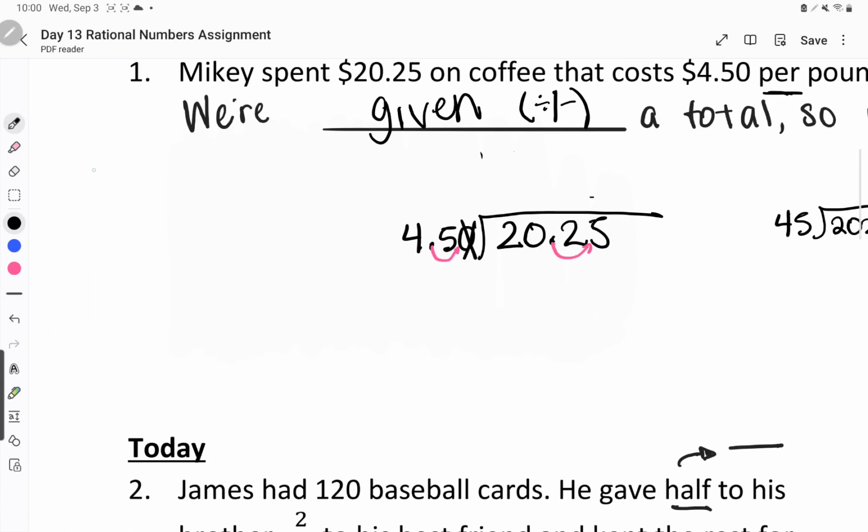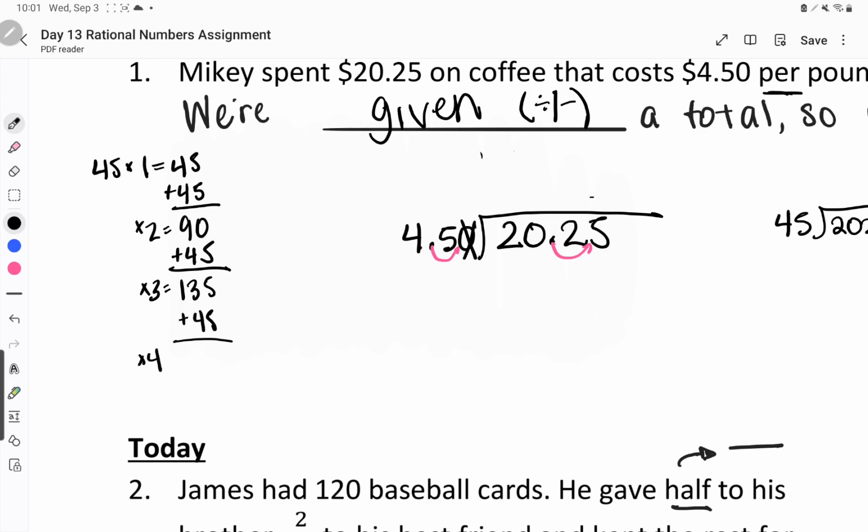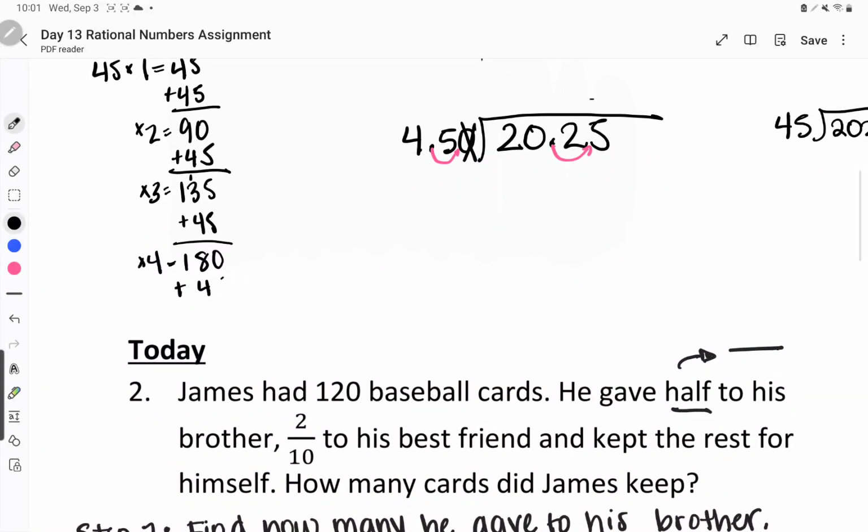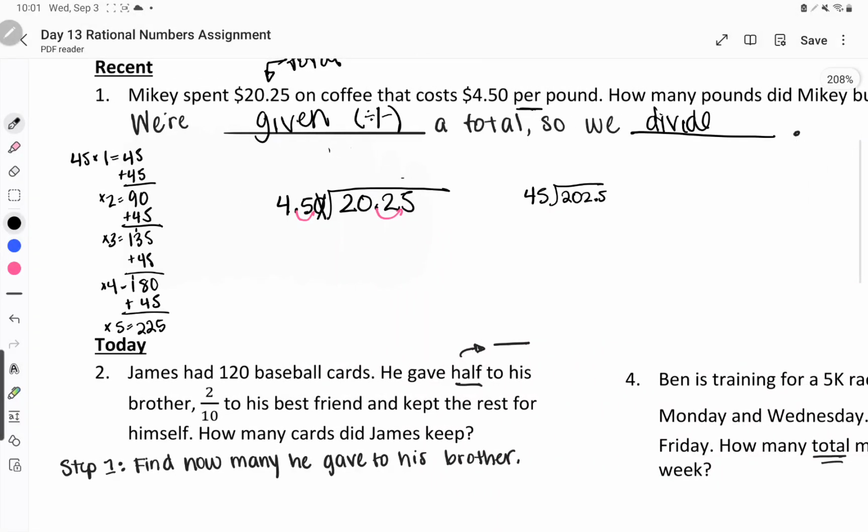I'm going to list out my 45 facts. 45 times 1 is 45. Add another 45, and that gives us times 2, which is 90. Add another 45, and that gives us 135. Add another 45. That gives us times 4, which is going to be 180. Add another 45, and that gives us times 5, which is going to be 225. Okay, we're going to stop there, and we'll see if we have to keep going.